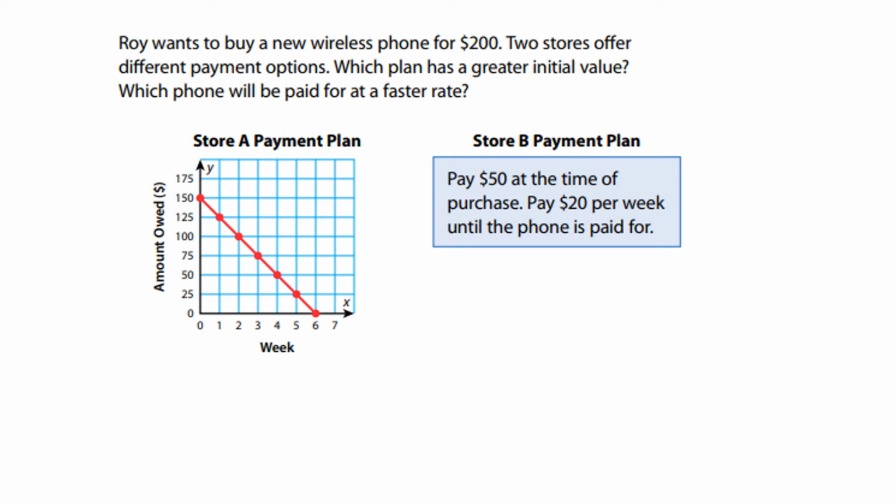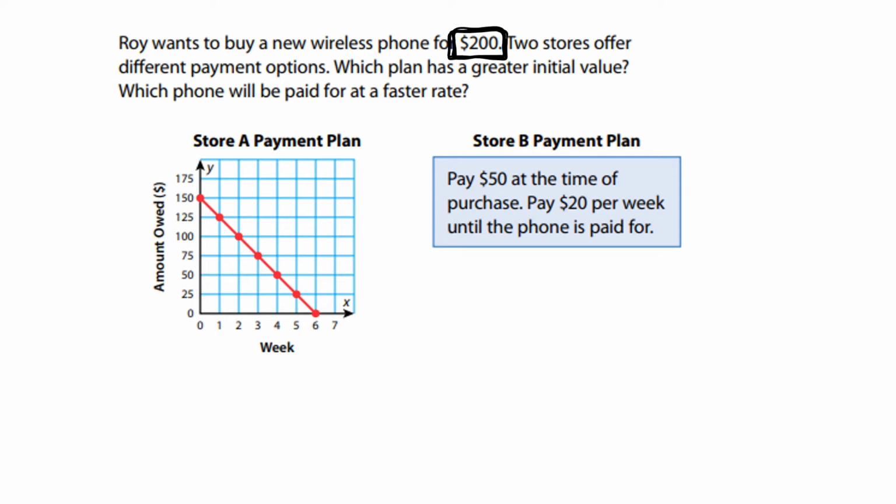For the next problem, it says Roy wants to buy a new wireless phone for $200. Two stores offer different payment options. Which plan has a greater initial value and which phone will be paid for at a faster rate? So if we're buying the phone for $200, we're going to use this information to help us with our graph and our table for store A and store B.